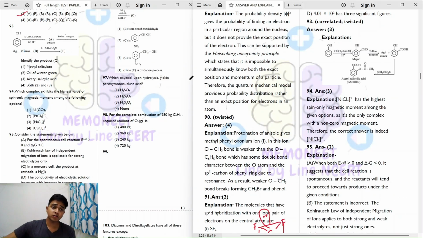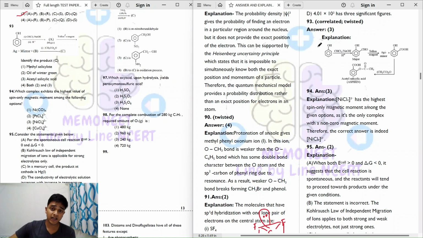Now, moving on to the next question. The question has a phenol which is being reacted with chloroform and NaOH, and in the second step, it is being acidified to give A as the major product. Then it is being reacted with Tollens reagent, and we get a silver mirror plus B. And then B is being reacted with acetic anhydride to give the final product C. So we have to identify the product C.